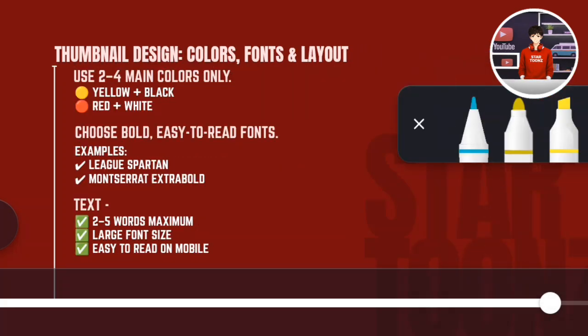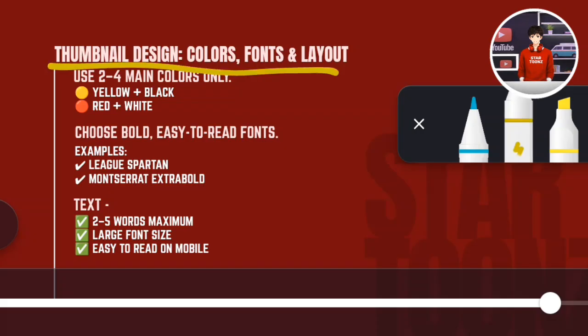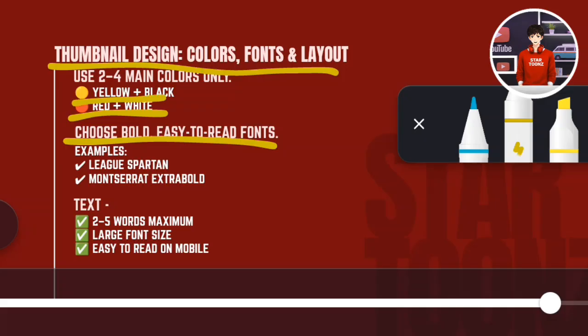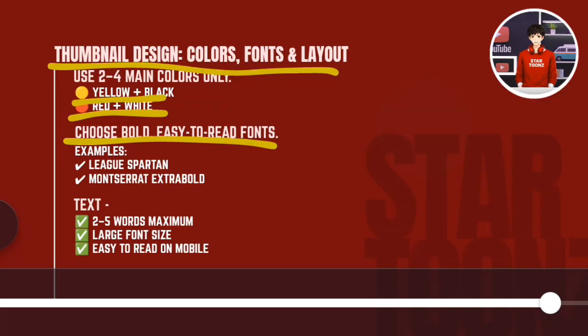Now that you understand why people click, let's learn how to design a thumbnail that actually grabs attention. The first thing to think about is color. Color helps your thumbnail stand out in a crowded YouTube homepage. But using more colors doesn't make a better thumbnail. In fact, too many colors often make the design look messy. Professional creators usually stick to 2, 3, or at most 4 main colors. This creates consistency and keeps the viewer focused on the important elements.